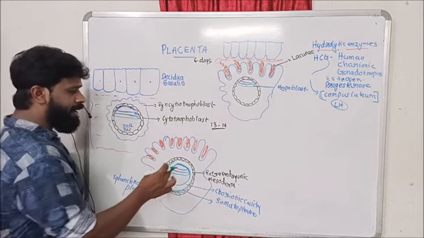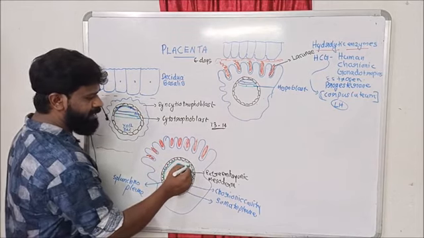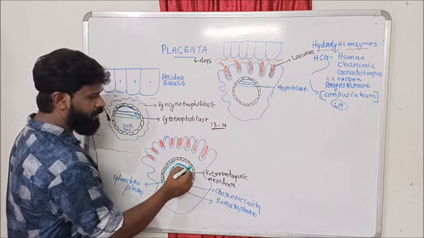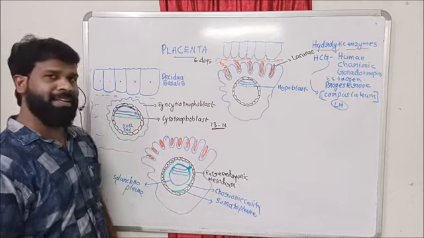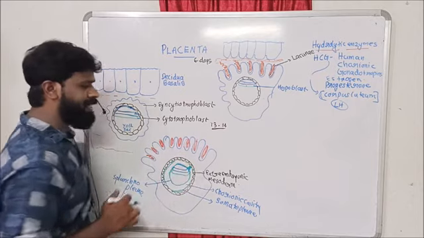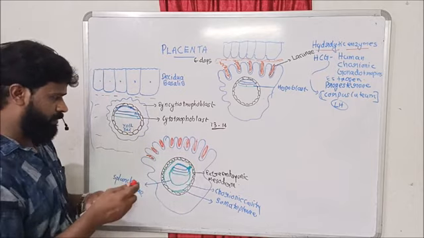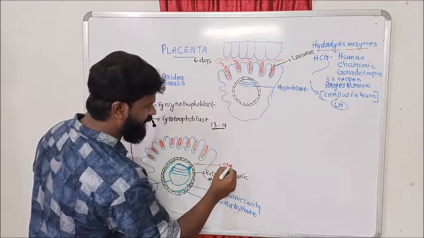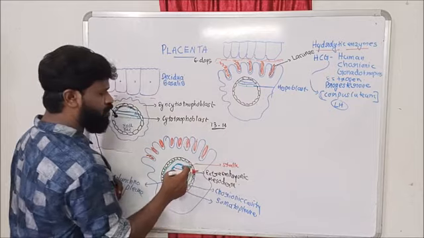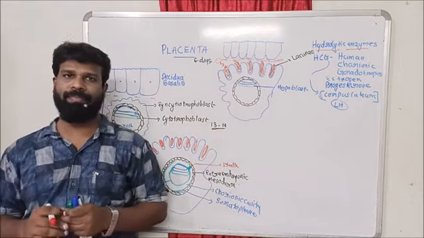Then a connection or stalk existed in between. A mesodermal connection or stalk remains in between this trophoblast and the embryo. This one.